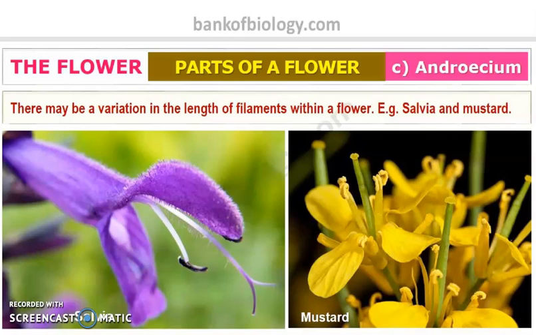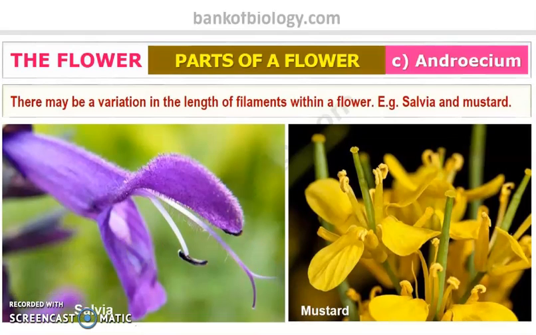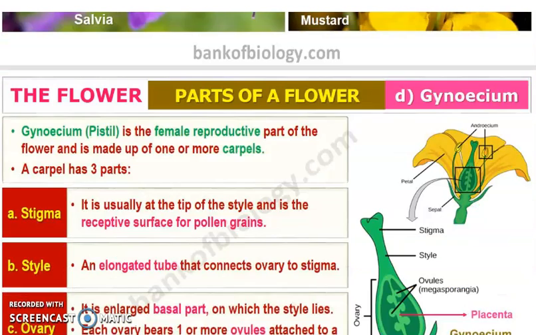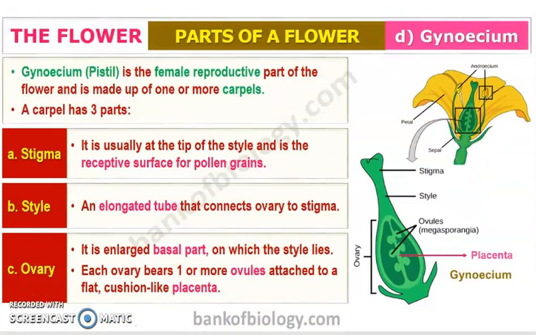So now let us move on to the next part, children, that is the gynoecium. We saw about the androecium. Let us move on to the gynoecium. We all know that the gynoecium is the female part of the flower, right? So the gynoecium or the pistil is the female reproductive part of a flower, and it is made of 1 or more carpels. One or more carpels together form the gynoecium portion, right?